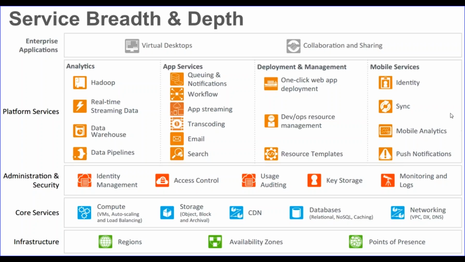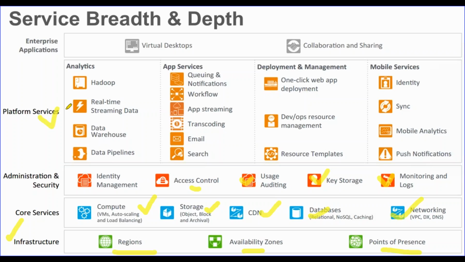They have got solutions, like I said, the 1,000+ solutions that are in different categories: storage, networking, identity and access management, compute, database. You can see here at the infrastructure level, they have got regions, availability zones, and points of presence, which are like the edge locations. On top of which their services are built: the compute service, storage, content delivery, database, networking. And on top of them, they have got identity and access management, access control, usage and auditing, the key store, which is like the encryption management, monitoring and the logging of your environment.